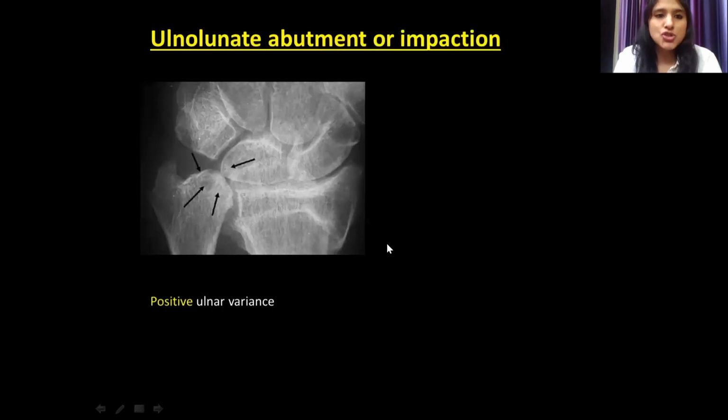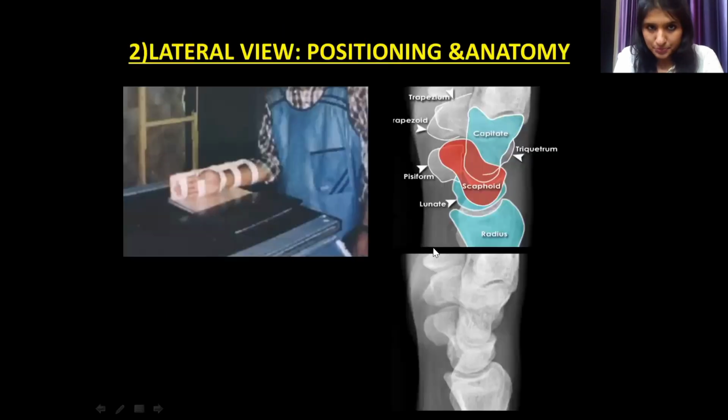One clinical implication of positive ulnar variance is ulno-lunate abutment or impaction, wherein the positive ulnar variance causes impaction of the ulna with the lunate and sometimes the triquetrum. And because of this impaction, we can see some cystic lucencies along the articular surfaces of the ulna and the lunate bone. And this results in pain. This spectrum of findings is known as ulno-lunate abutment or impaction, which is associated with positive ulnar variance.